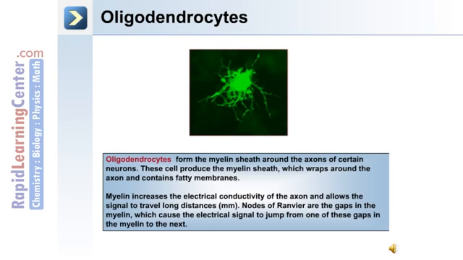Oligodendrocytes. These form the myelin sheath around the axons of certain neurons in the central nervous system. They produce the myelin sheath, which wraps around the axon and contains fatty membranes. Myelin increases the electrical conductivity of the axon and allows the signal to travel long distances. The nodes of Ranvier are the gaps in the myelin which cause the electrical signal to jump from one of these gaps in the myelin to the next.